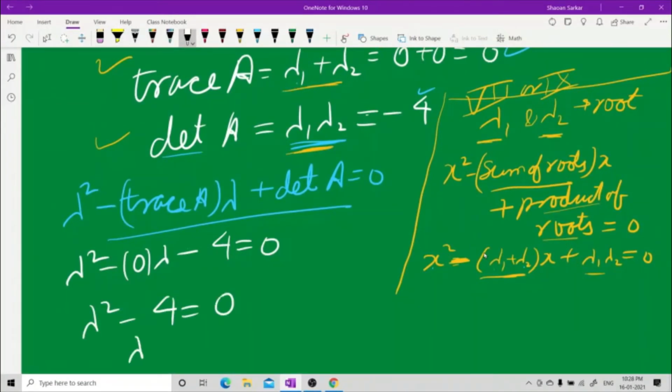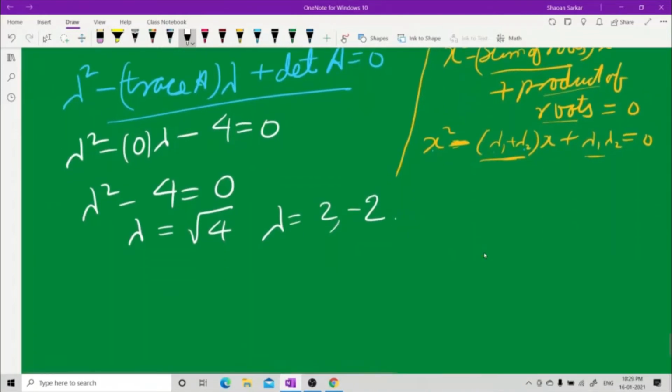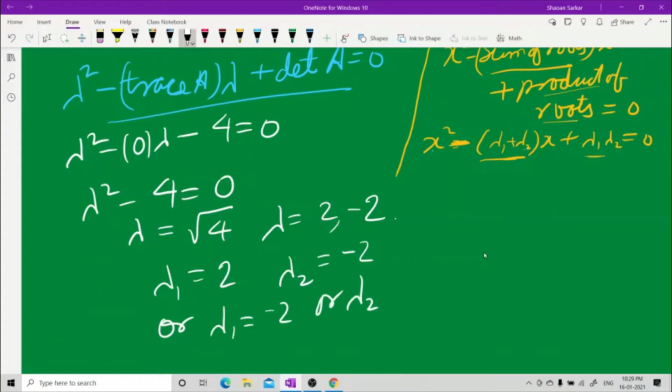Lambda is equal to under root of 4. That gives you lambda equal to 2 and minus 2. Now they are both distinct eigenvalues. So you may say lambda 1 is 2 and lambda 2 is minus 2, or you may say lambda 1 is minus 2 and lambda 2 is 2. It depends upon you. It is a choice for you.